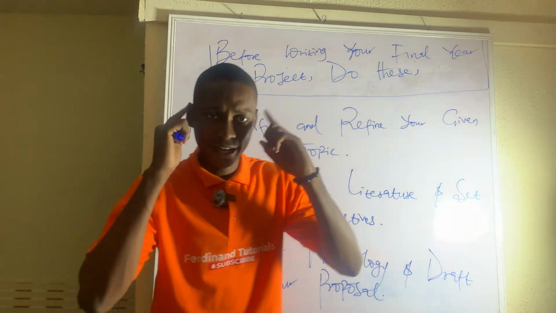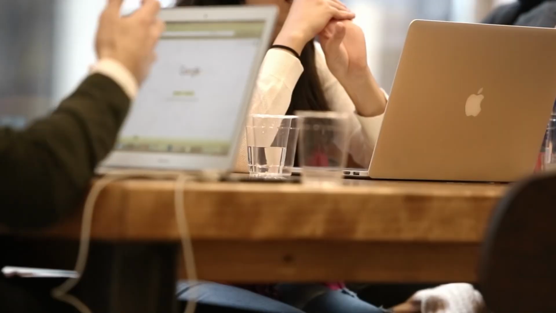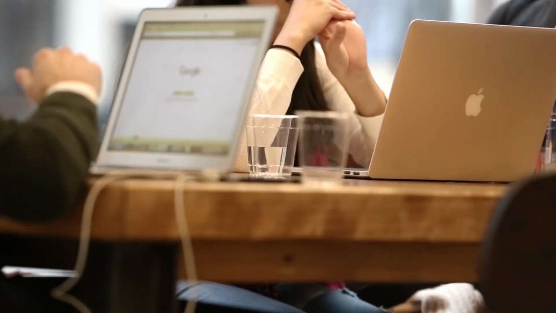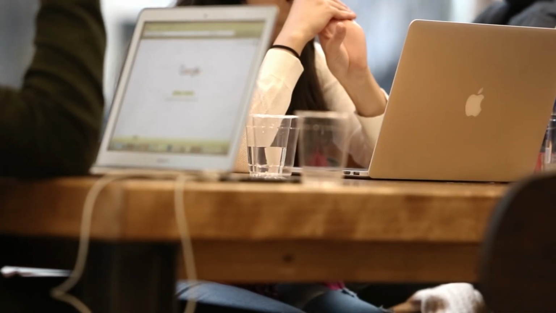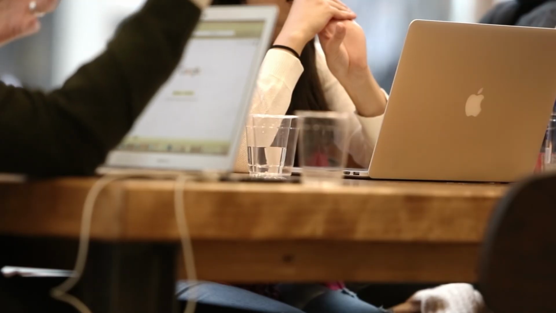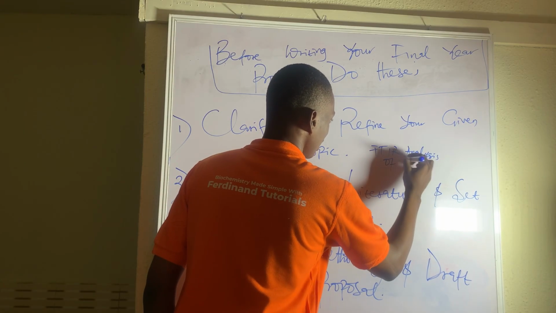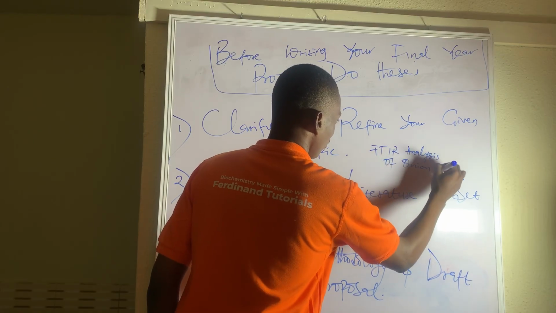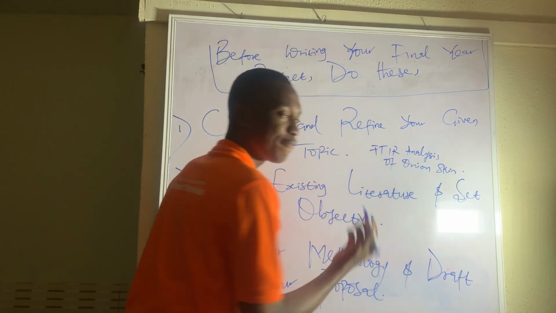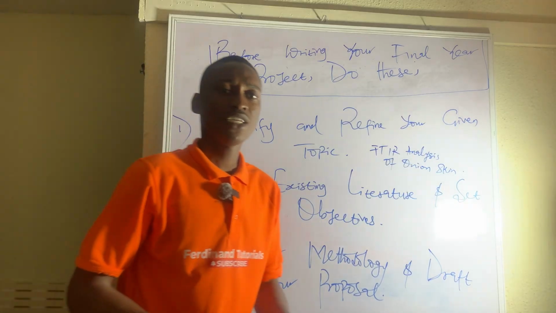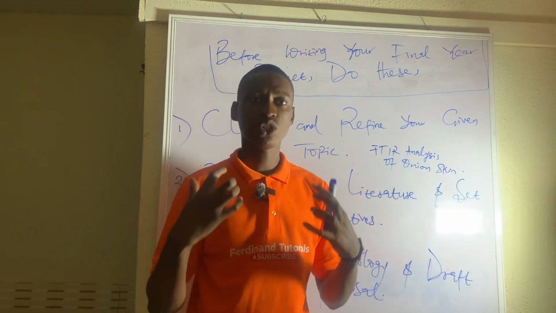The first thing is you clarify and refine your topic. You've gotten your topic. Let's take, for instance, the topic we're talking about is FTIR analysis, right, of onion skin. Let's use this topic, for instance, of onion skin. Now, clarifying your topic simply means trying to get clarity, understanding your topic.